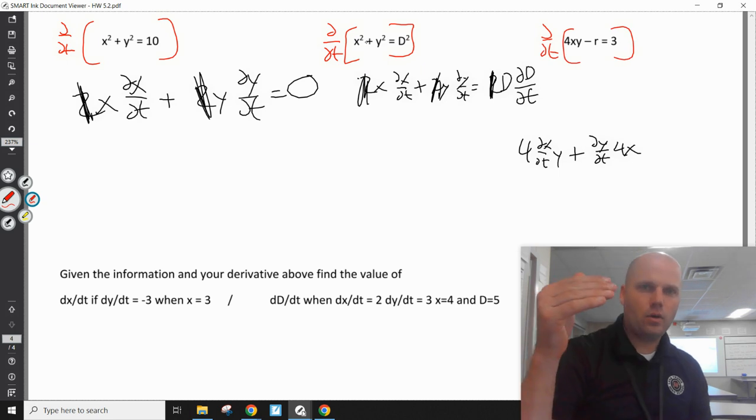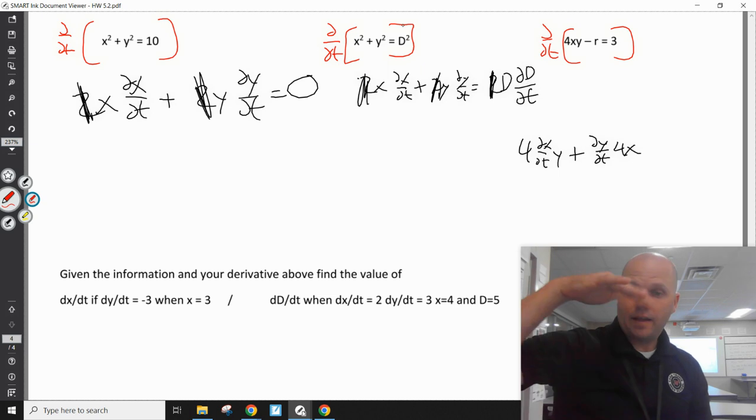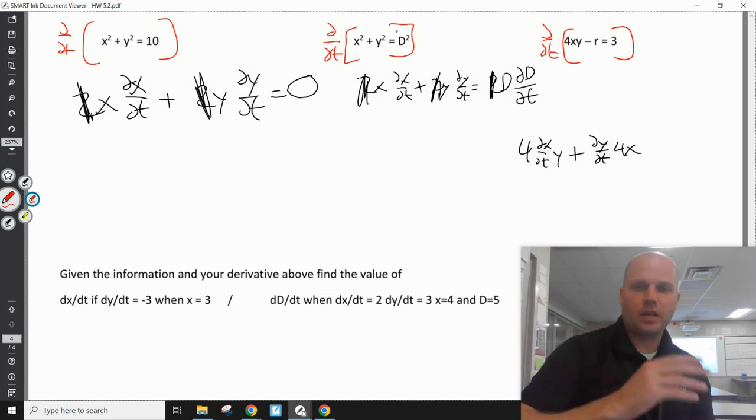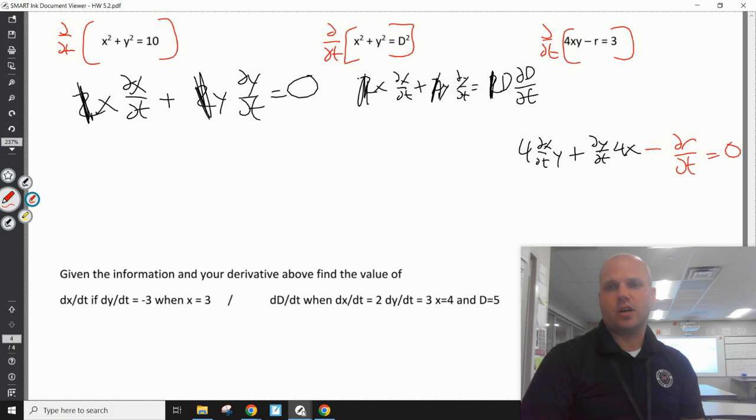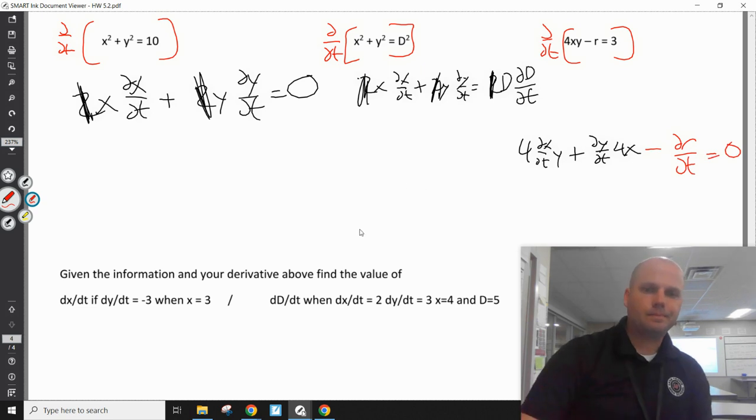Like if this is the equation of something, and that something is changing over time, like all of a sudden time becomes a factor, this is how it's changing at moments in time. Minus the derivative of r, we're going to say is dr dt. Okay?